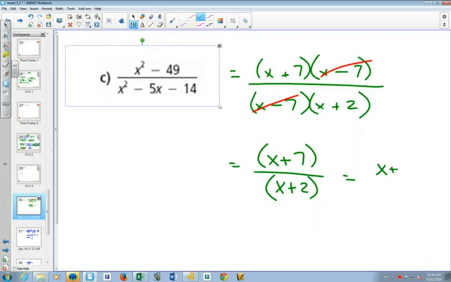And because it's just one binomial on the top and one on the bottom, you wouldn't have to write the brackets. You could if you wanted to. But this simplifies to just be x plus 7 over x plus 2. Okay? Yeah. Okay. Well, we'll talk once we're done this question.